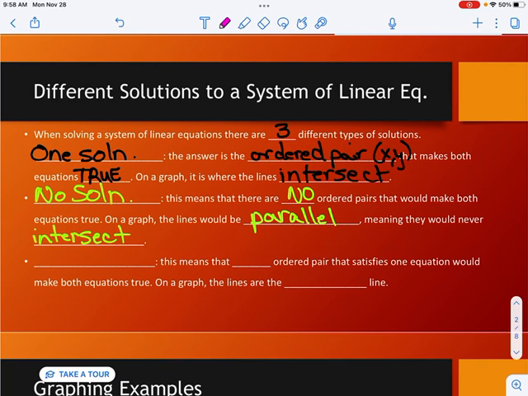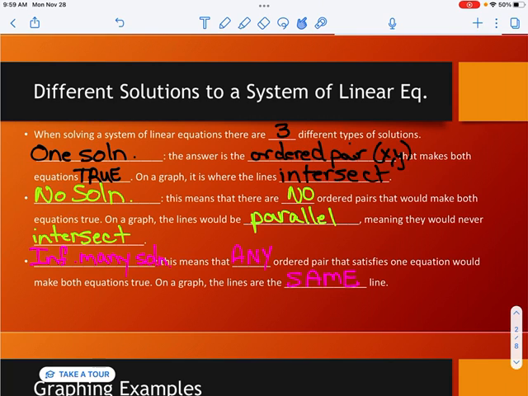The other special solution is infinitely many solutions. This means that any ordered pair that satisfies one equation would make both equations true. On a graph, the lines are the same. So what does that mean? That means that my slope and my y-intercept have to be identical, whereas with no solution, I would have the same slope but different y-intercepts.